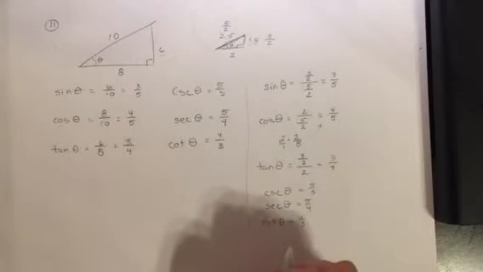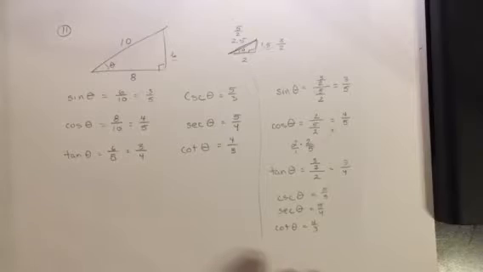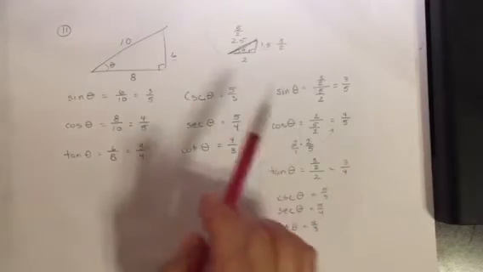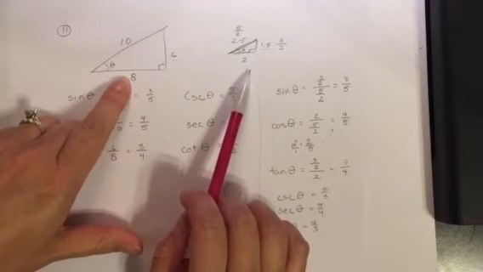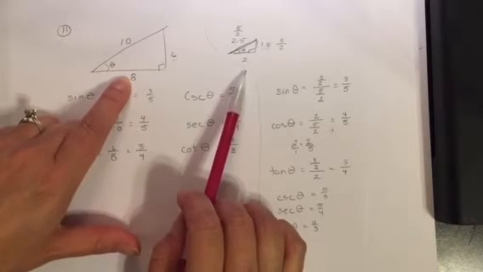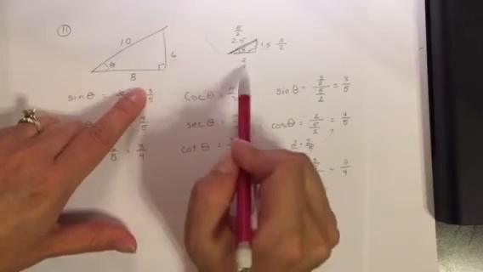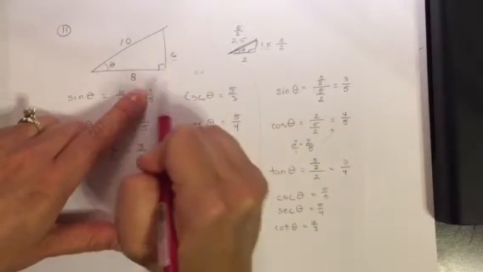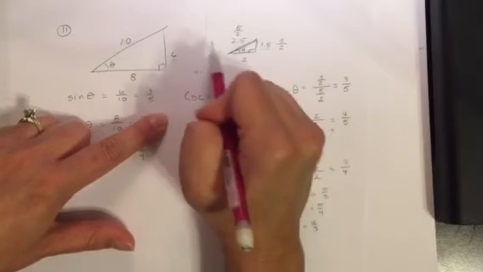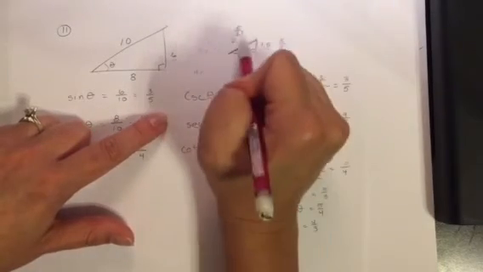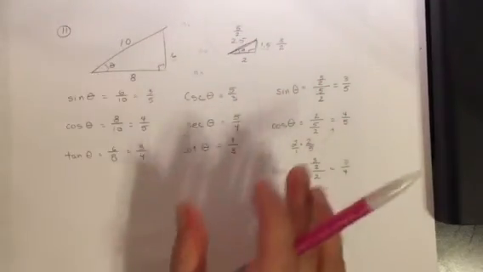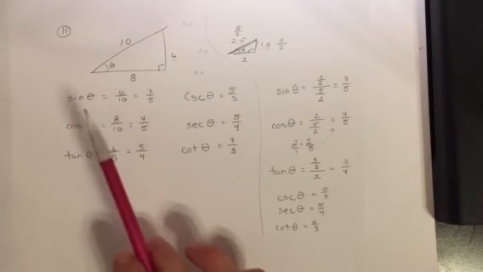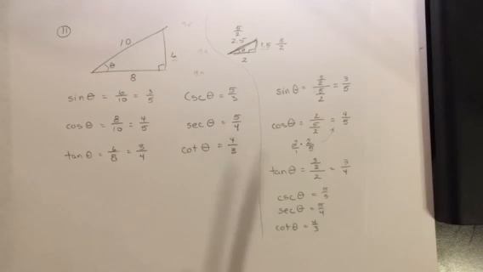Okay. And then we're supposed to explain why the functions are the same. So because these triangles' corresponding sides are proportional, they have the same sine, cosine, and tangent values. So if I look at this, 2 times 4 gives me 8. 1.5 times 4 gives me 6. 2.5 times 4 gives me 10. So their side lengths are proportional, therefore their sine, cosine, and tangent values are the same.